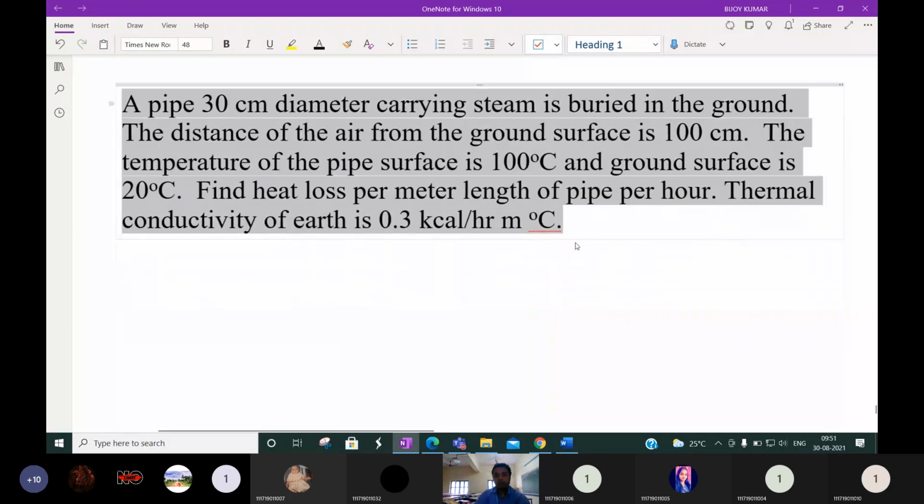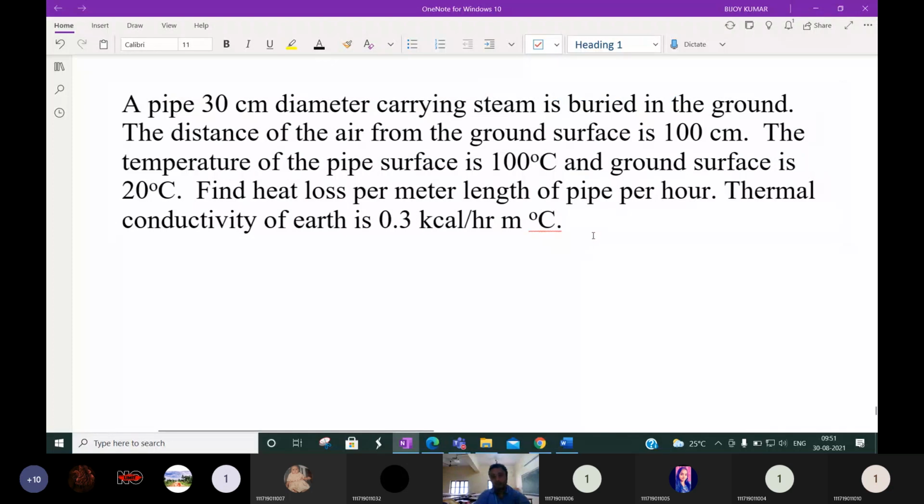Okay, one numerical we already solved last class. This is our second numerical we are going to solve. Please read the question and you have to solve it. I will not solve it.